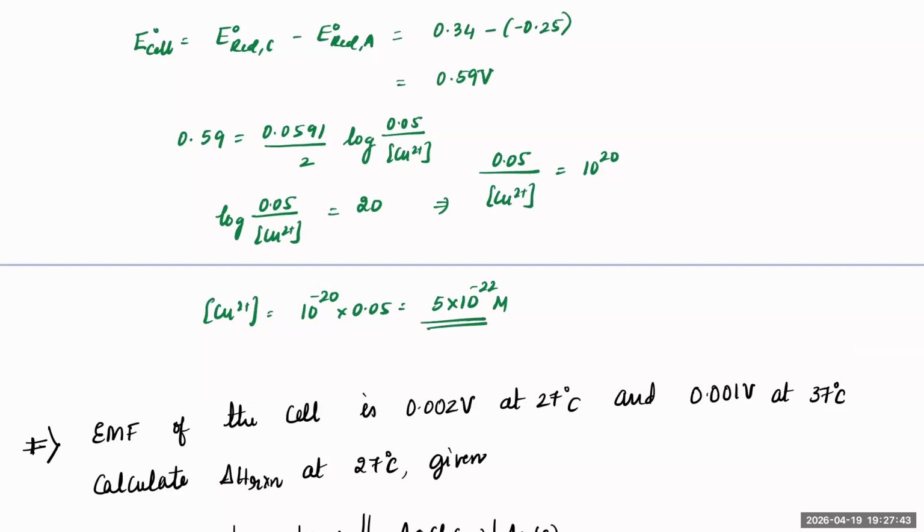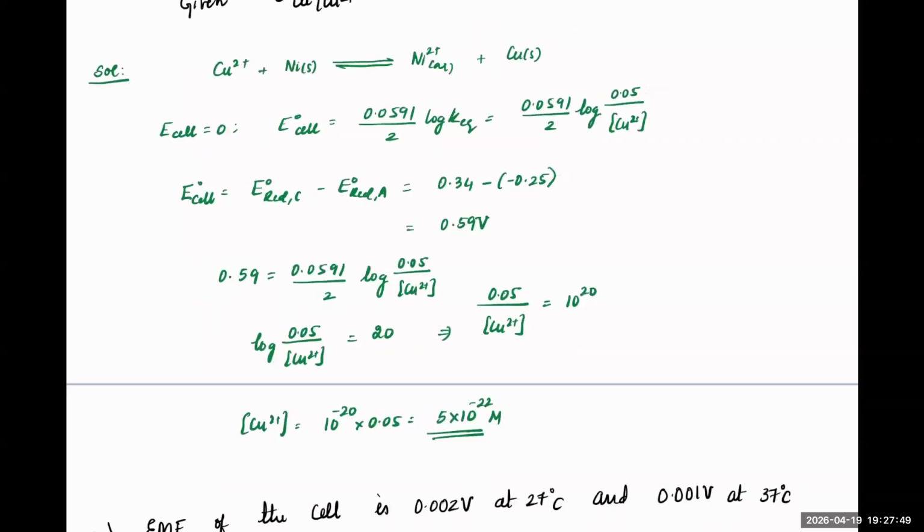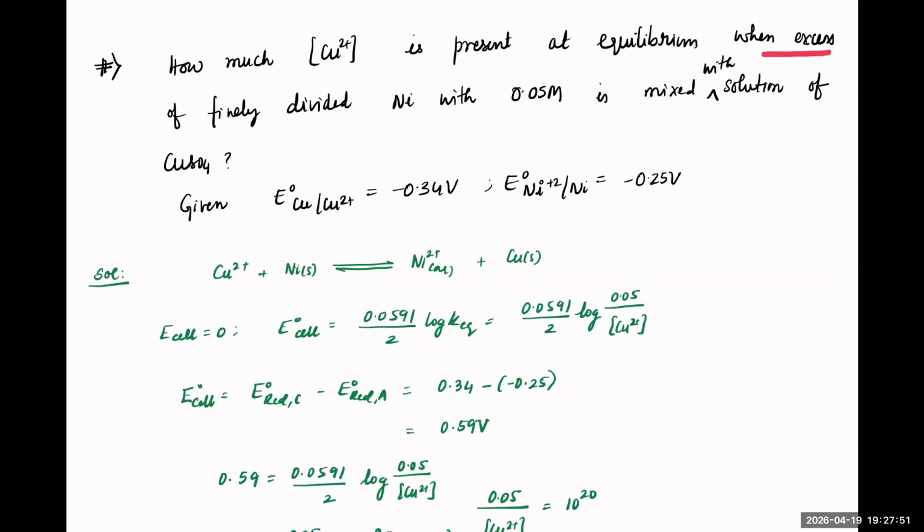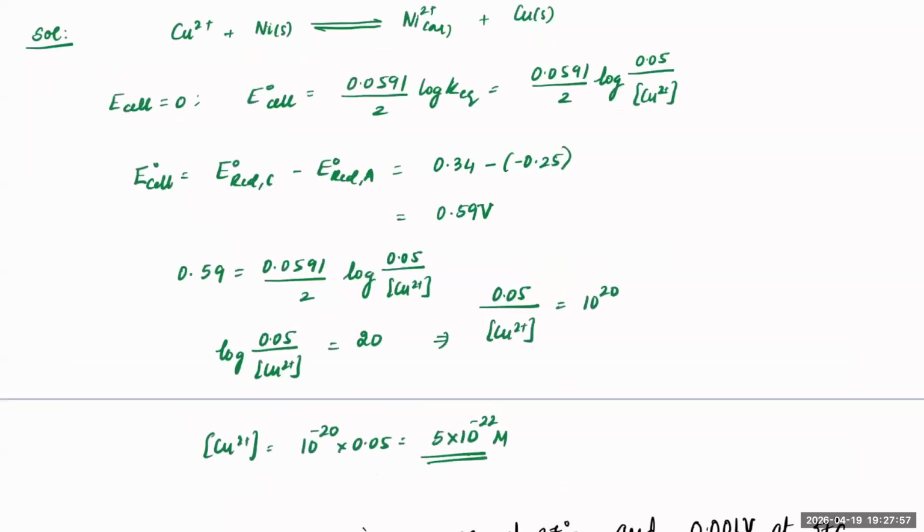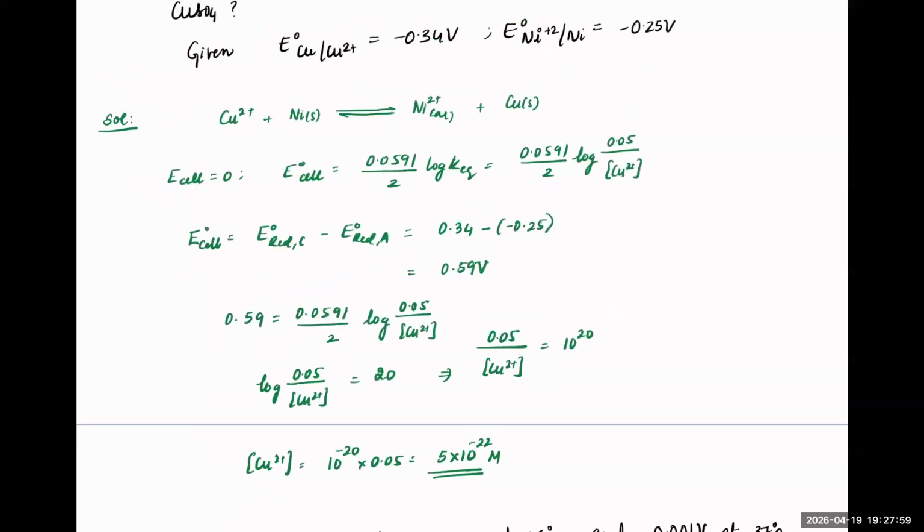Got it? So now you can understand that it is hardly going to be present because you are already using excess amount of nickel in it. When you are using excess amount of nickel or finely divided nickel, hardly any amount of copper 2 plus will be present. Everything will get reduced. Please check it out.